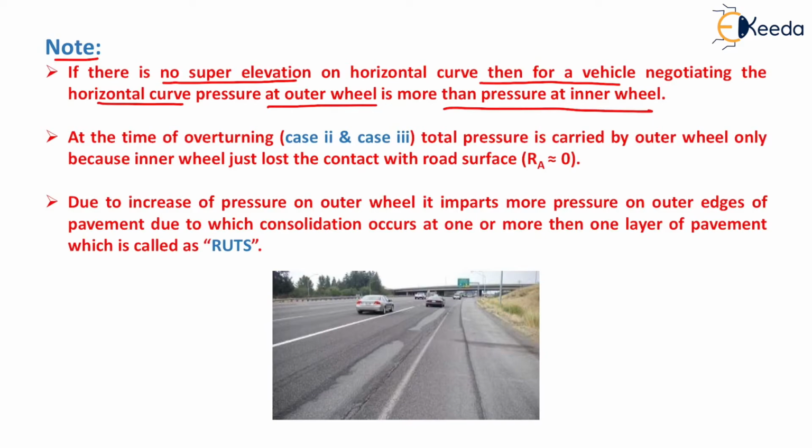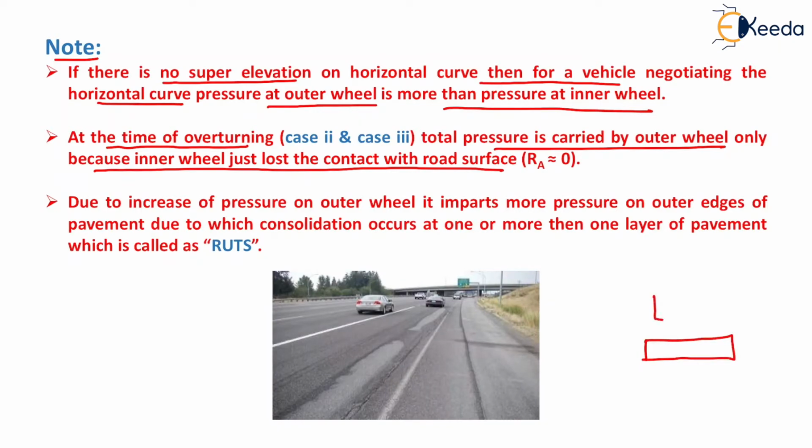It means that if there will be no super elevation on a horizontal curve, then the pressure at the outer wheel is more as compared to the pressure at the inner wheel due to centrifugal force P. Now at the time of overturning, that is for case 2 and case 3, for unsafe condition and on the verge of overturning, total pressure is carried by the outer wheel only, because the inner wheel just lost the contact with the road surface. It means that when the vehicle is traveling along a horizontal curve, the inner wheel just lost the contact with the road and pressure at the outer wheel is very high.